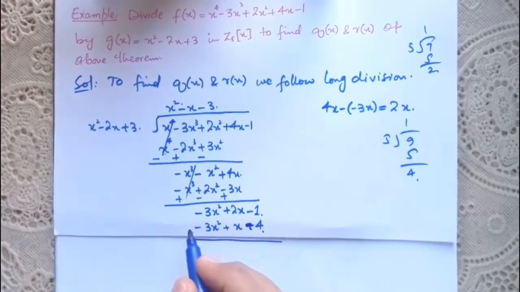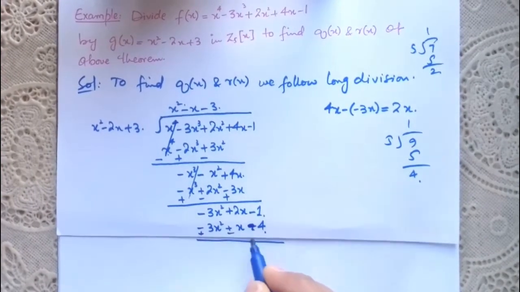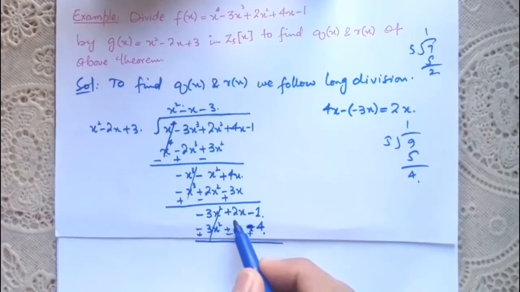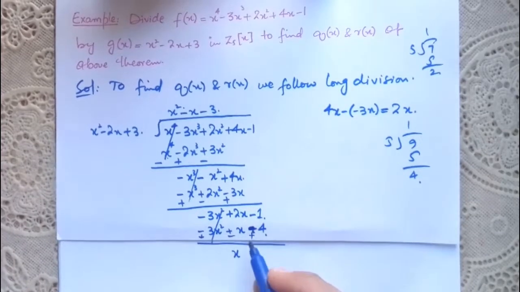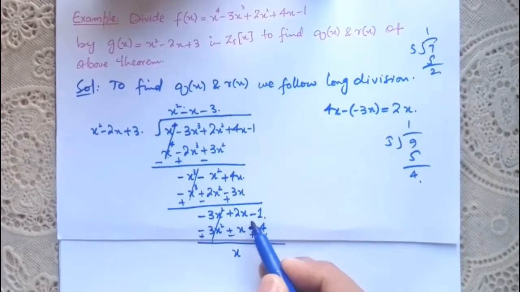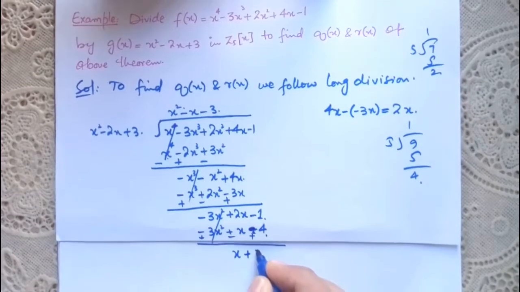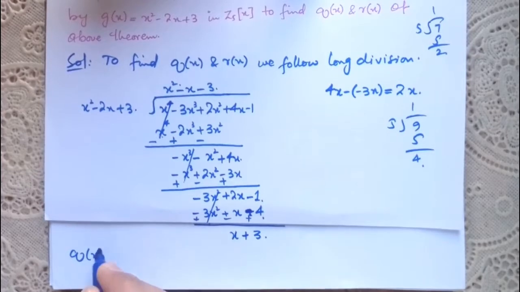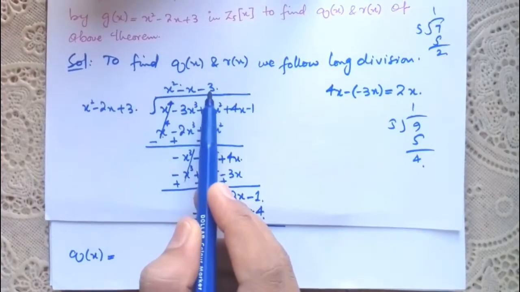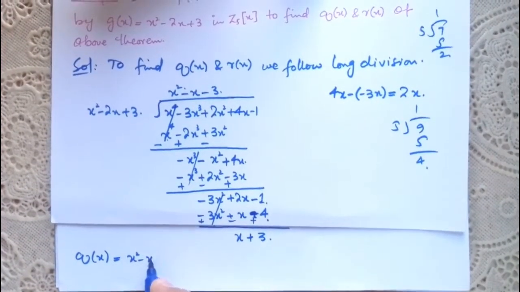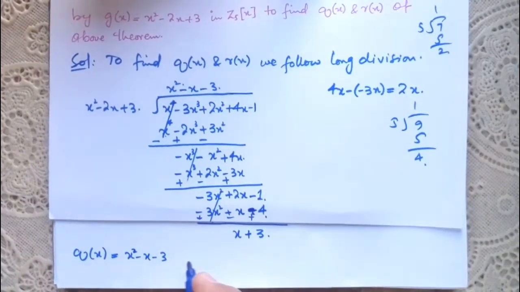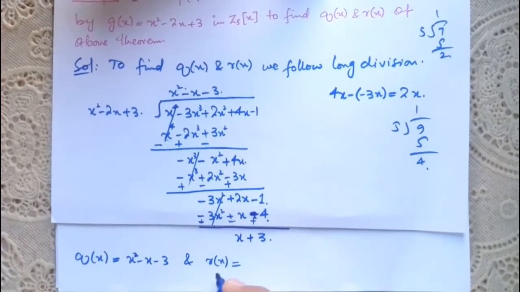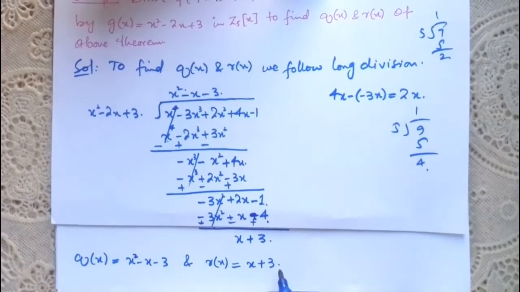So it becomes plus, minus and plus, so these cancel and this will be x, and minus 1 plus 4 is equal to plus 3, right? So the required q(x) is equal to x^2 minus x minus 3, and r(x) is the remainder, that is r(x) is equal to x plus 3, right?